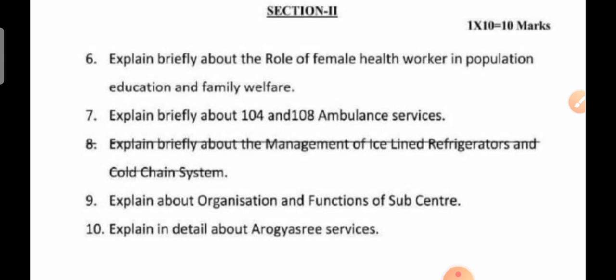Today I am going to discuss the practical record questions with answers in Section 2, in the subject of Health Center Management for the MPHW secondary students.